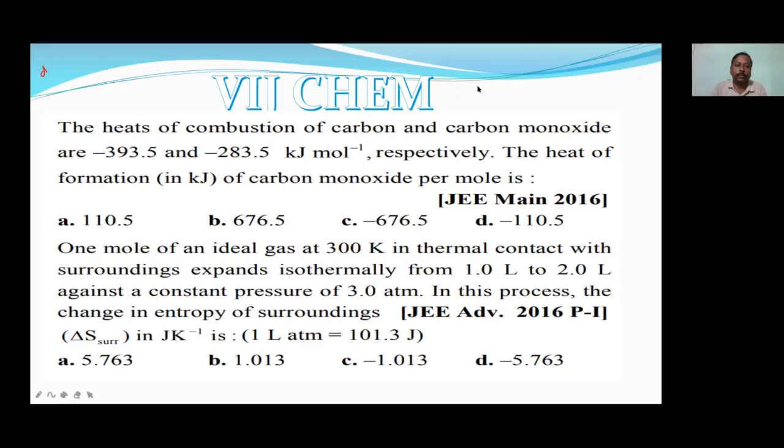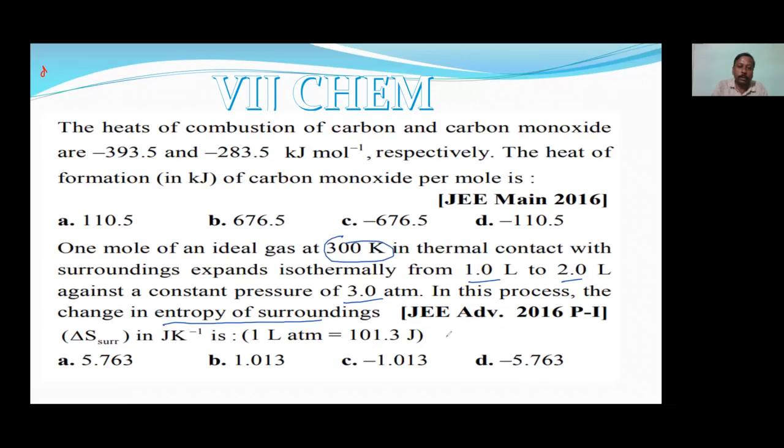Okay. Next question is: 1 mole of ideal gas at 300 Kelvin, in thermal contact with surroundings, expands isothermally from 1 liter to 2 liter. See here, the main word is against a constant pressure. That is what you have to consider: at 3 atm, 1 liter and 2 liter, and 300 Kelvin. Is it understood? In this process, we have to find out the entropy change of the surroundings.